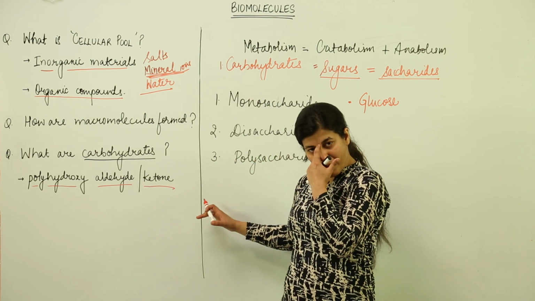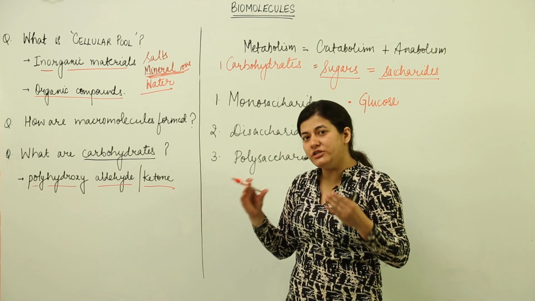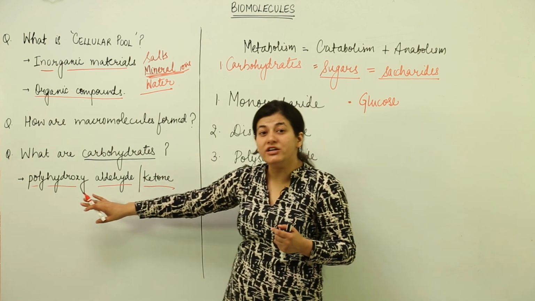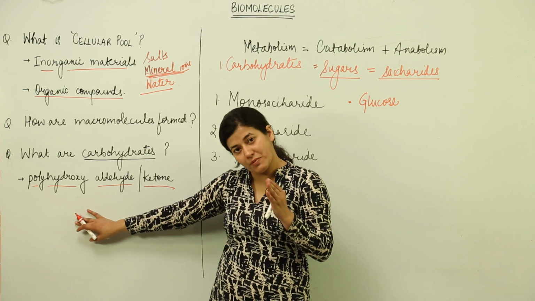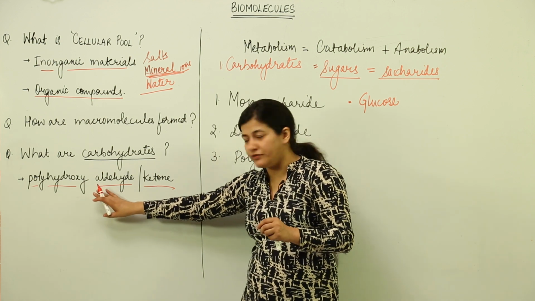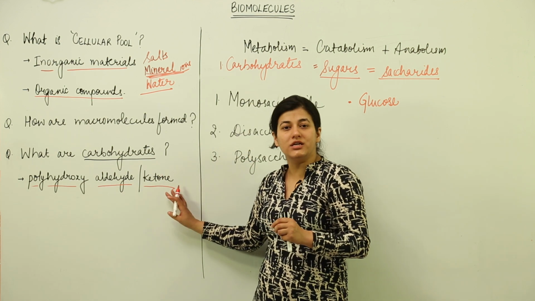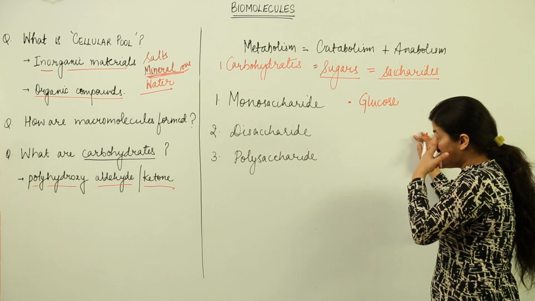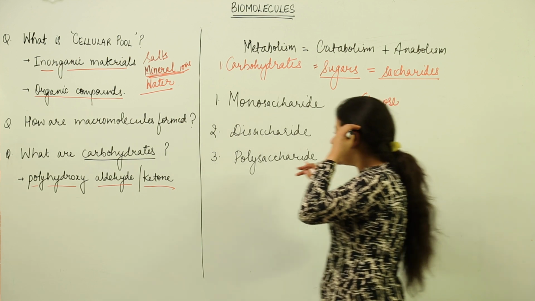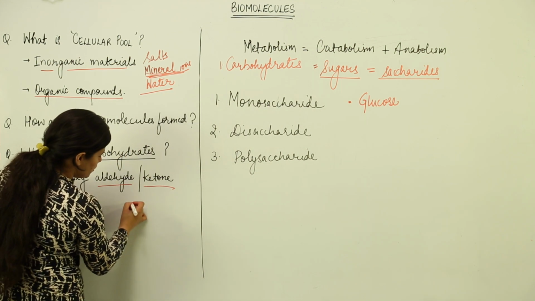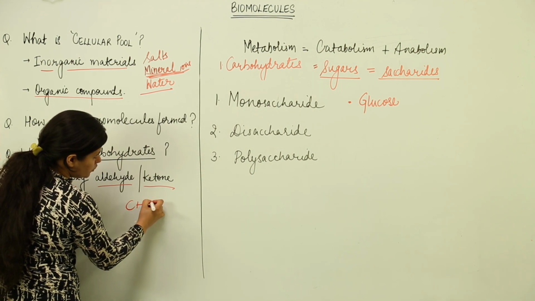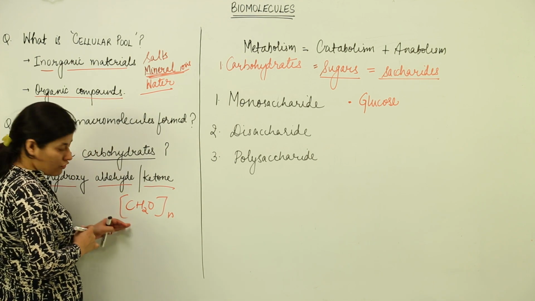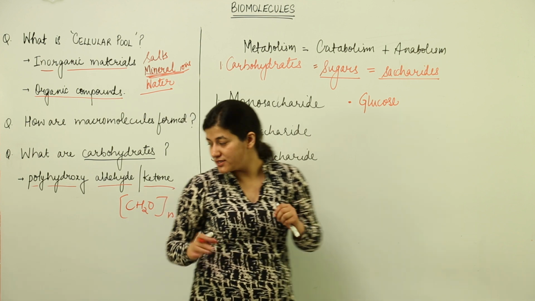So you have to remember that there would be a long carbon chain, or a cyclic carbon chain, with many hydroxyl groups, and there could be either an aldehyde or a ketone that would make a sugar, as in the case of glucose. The empirical formula of carbohydrates is CH2O, and this is the empirical formula of any carbohydrate that we take into consideration.